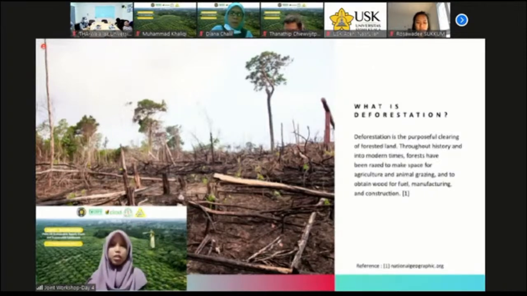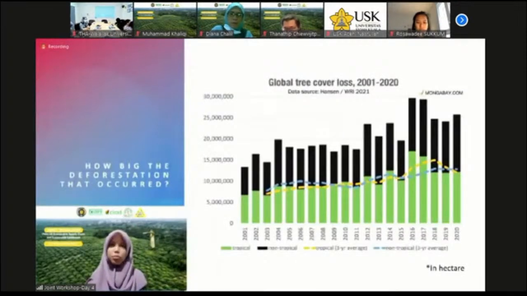This is data that describes the trend of deforestation globally. If you see, the trend continues to increase. This figure shows that forest loss remained high after the pandemic, as evidenced by tropical primary forest loss increasing by 12% compared to 2009, and continuing to increase.